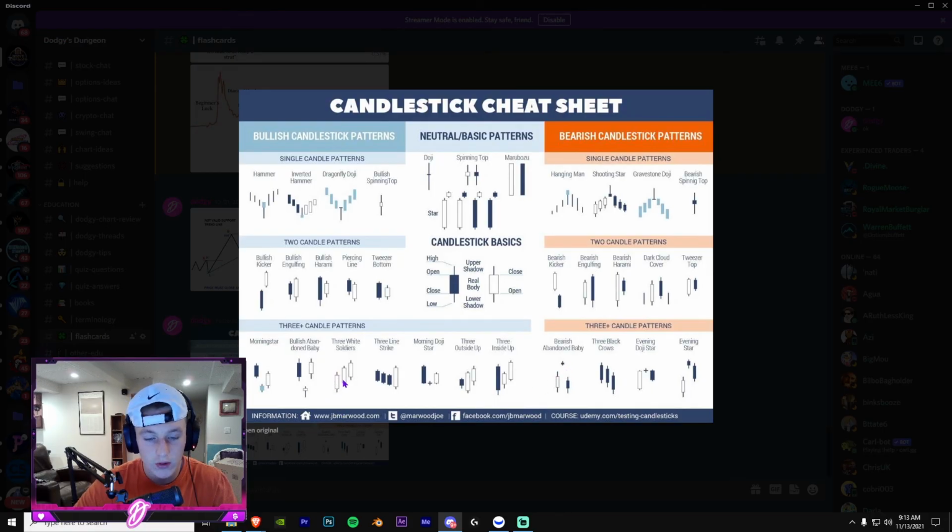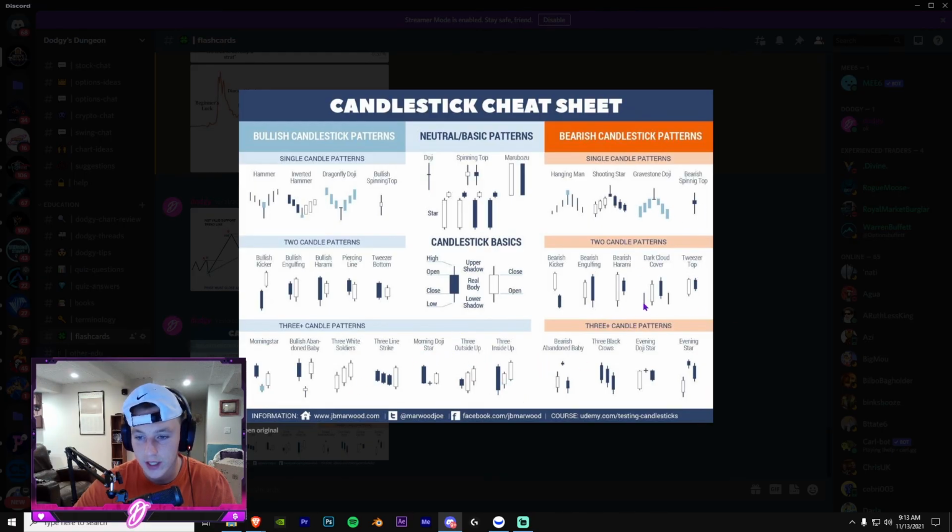Three white soldiers I do not like, because why would you buy if you see three green candles? Why would you buy at the top of the third candle? You're like, oh, that's three white soldiers, I'm gonna buy now. But by that time the RSI is probably almost overbought. It's probably a little overextended, so it needs a pullback, and pullbacks are very healthy during a healthy uptrend. So that's why I don't like that.